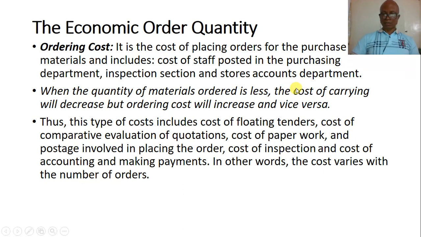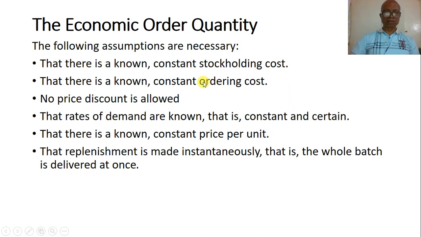So let's look at the assumptions of EOQ, that's economic order quantity. The following assumptions are necessary. Number one, there is a known constant stock holding cost. Number two, there is a known constant ordering cost. Number three, no price discount is allowed. Number four, rates of demand are known, that is constant and certain. Number five, there is a known constant price per unit. Number six, replenishment is made instantaneously, that is, the whole batch is delivered at once. That's EOQ.